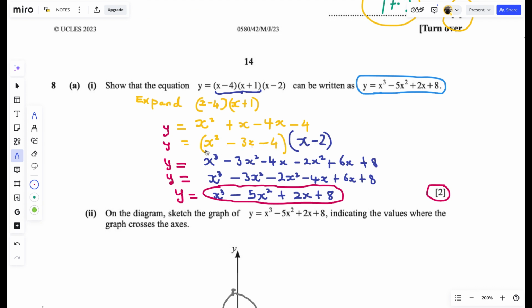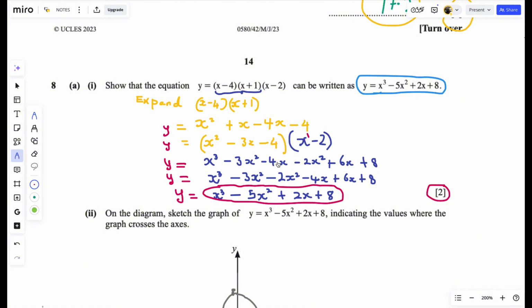We start with x. x times x squared, you get x to the power of 3. Remember, this x has power 1, even if we don't write it. This is indices: x to the power of 2 multiplied by x to the power of 1 becomes x to the power of 3. Then x multiplied by minus 3x, we get negative 3x squared, because x times x is x squared. Then this same x multiplied by negative 4, you get negative 4x.